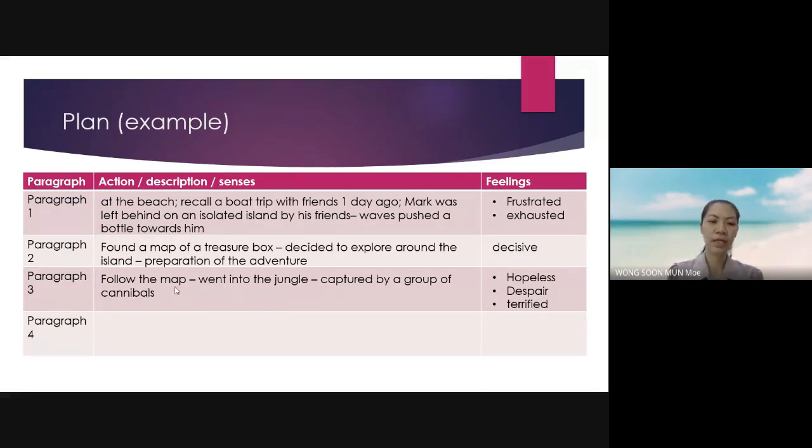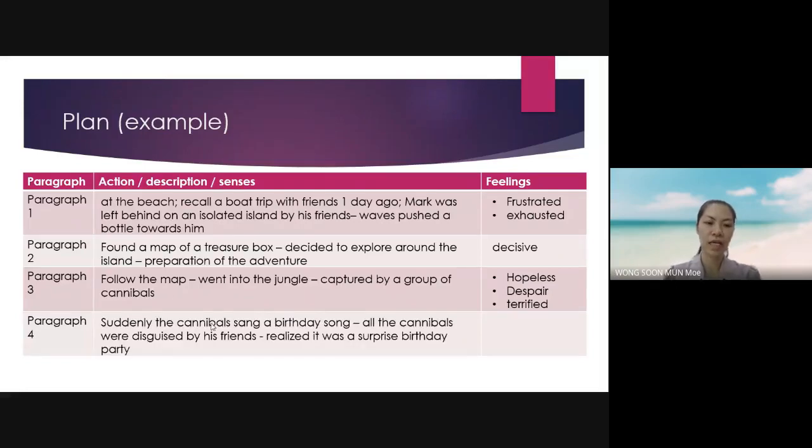All right. So the last paragraph, we end up suddenly. Remember just now in the instruction, we say that you must include a surprise also, right or not? So in paragraph 4, I say, suddenly the cannibals sang a birthday song. All the cannibals were disguised as his friends. Disguise means it's not the real cannibals, it's actually his friends who dressed up like cannibals. Then only he realized it was a surprise birthday party for him. So the feelings here, he was surprised and relieved at the end.